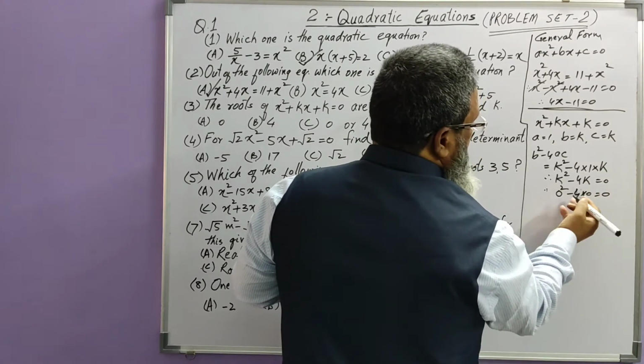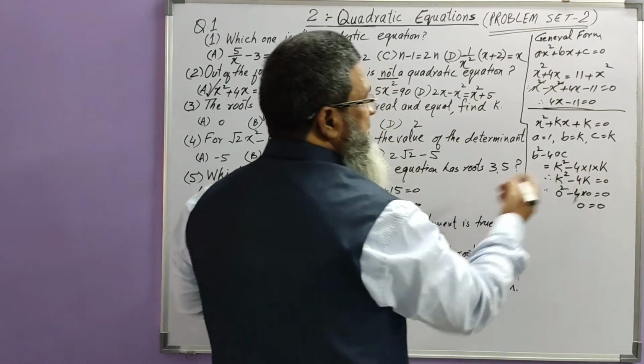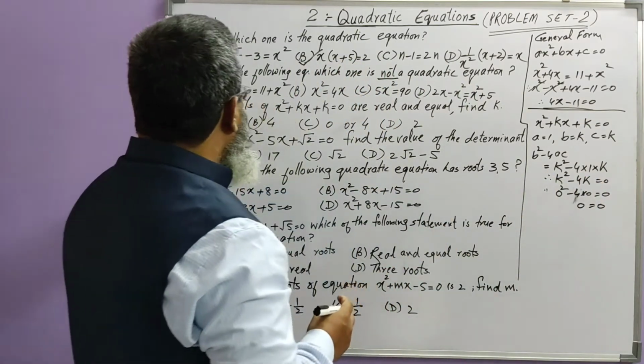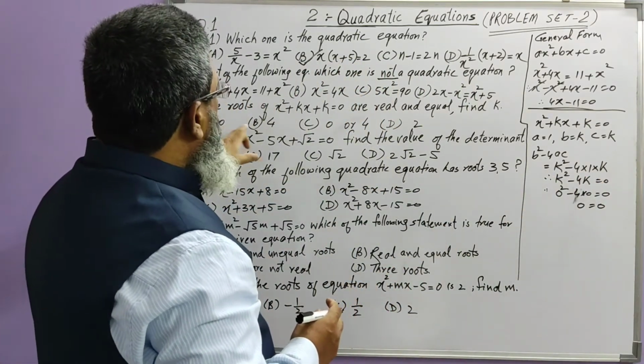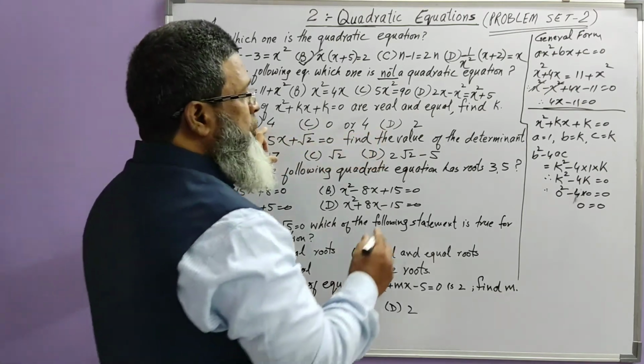You get minus 4 into 0 is 0, and here k is equal to 0. So you will get the answer 0. Means this one is correct answer. But here 4 is also given, and 0 or 4 is given.